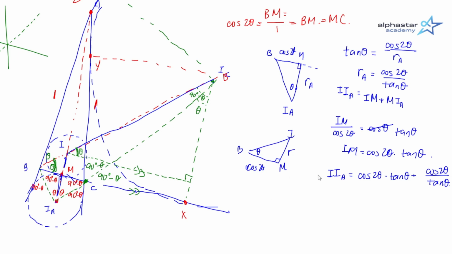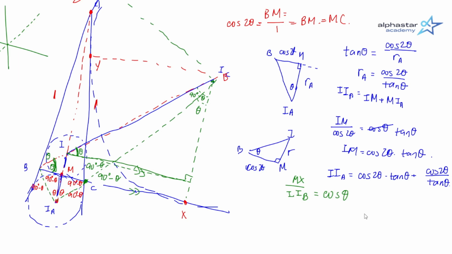So we can see that IIB is the hypotenuse of this triangle, and you see that, for example, this length is just equal to MX. So MX over IIB, since these two lengths are equal, is just equal to cosine theta. So if we can find MX, then we're done. We can find IIB as well.